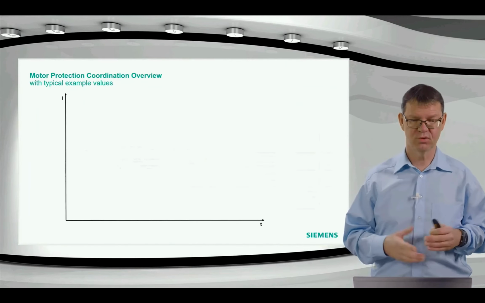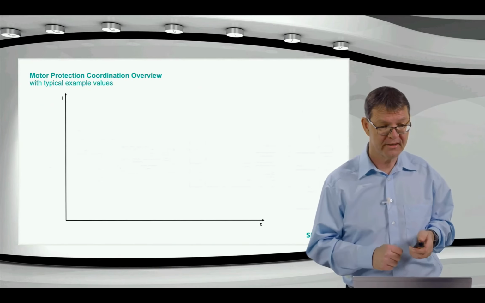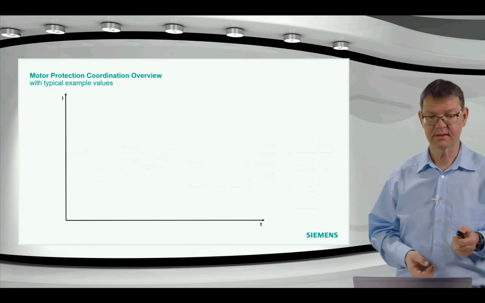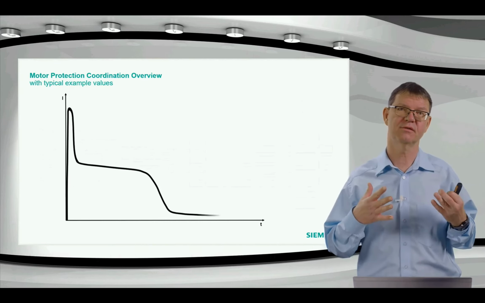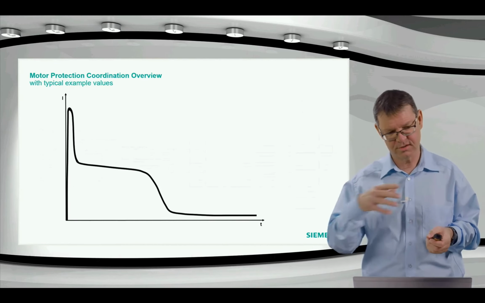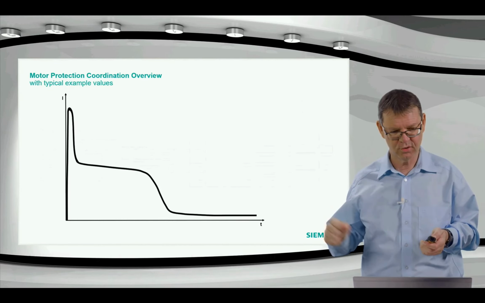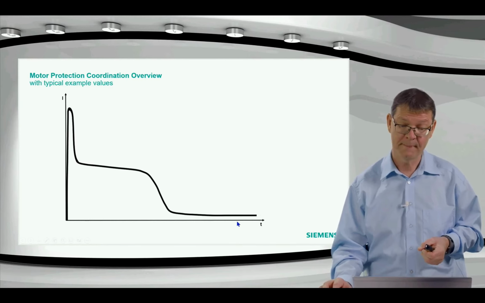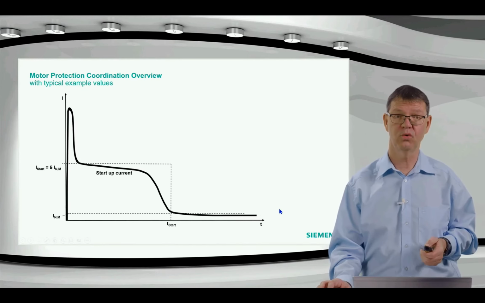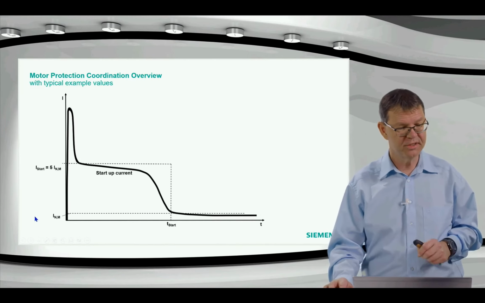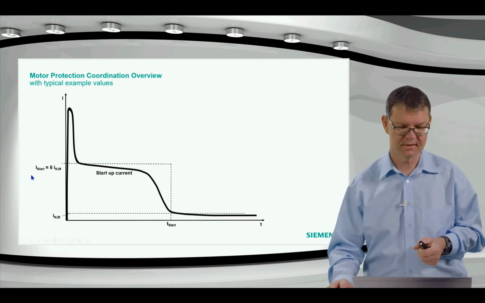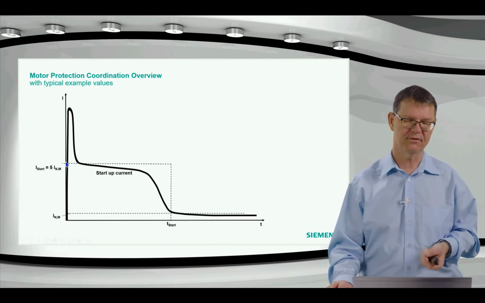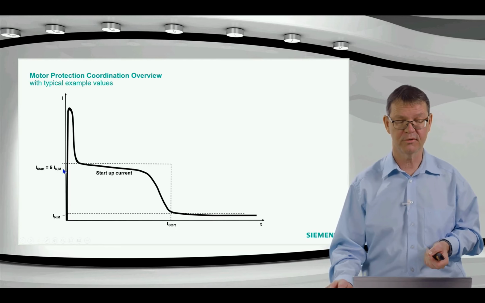This brings me to this overview with typical example values. We have again the starting part of the motor, the startup with this peak and then the starting phase, and then the current breaks down to a relatively low value, again depending on the load. I put in here some typical values. The start current can be around 5 times the nominal current of the motor.